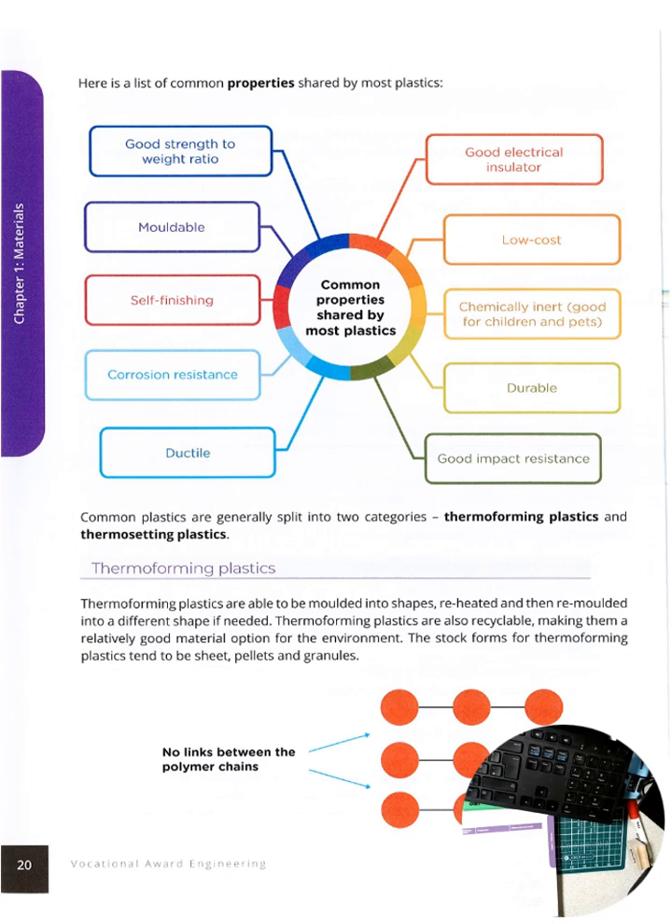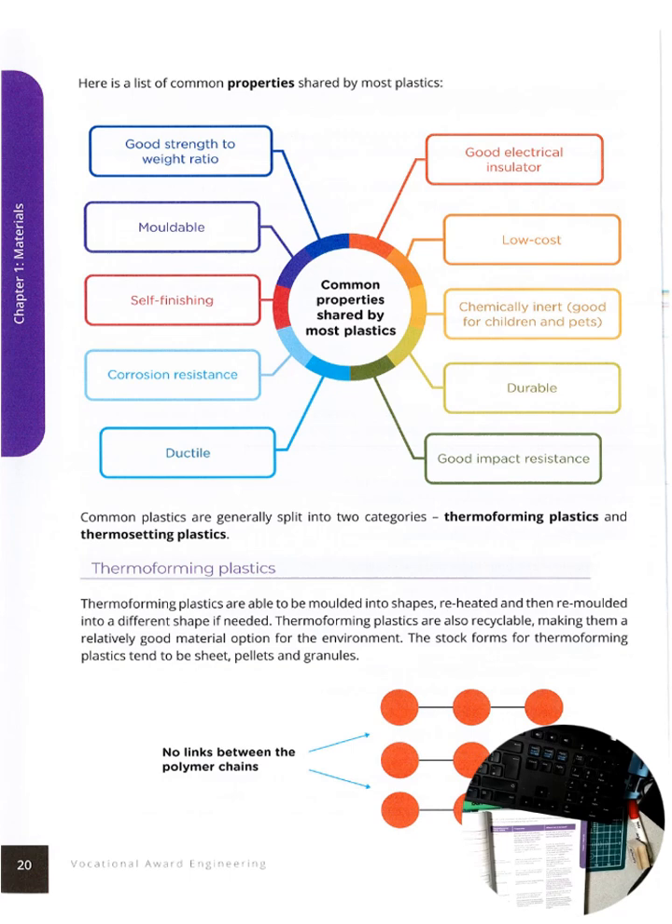Common plastics are generally split into two categories, which is thermoforming or thermoplastics and thermosetting plastics. Thermoforming plastics are able to be molded into shapes, reheated, and remolded into a different shape if needed. Thermoforming plastics are also recyclable, making them a relatively good material option for the environment. The stock forms for thermoforming plastics tend to be sheets, pellets, and granules.